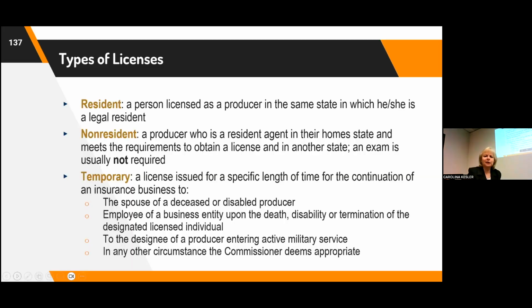A resident is a person licensed as a producer in the same state in which he or she is a legal resident. Right now, you all are trying to get a resident license in the state where you're at. If you want to do business in another state, say like I'm licensed in 7 different states, you just pay a fee and they give you your license. I've not yet run across any state that made me take a test. Some states require really ridiculous fees like Illinois. So Illinois can keep it, I don't care. But most of them are pretty reasonable.